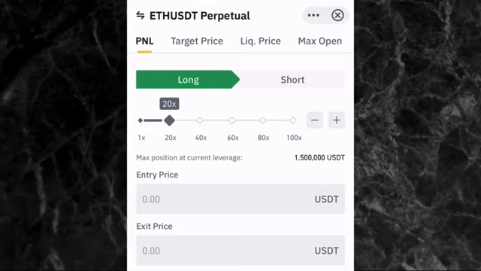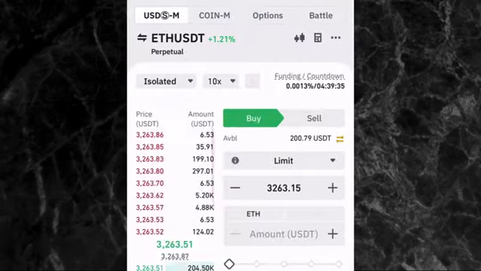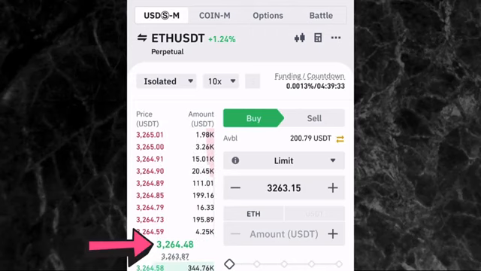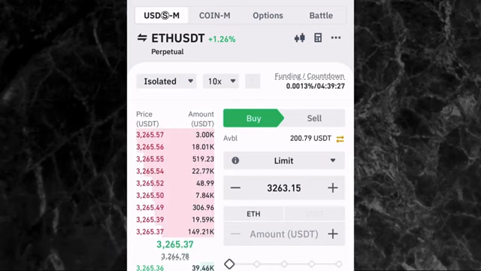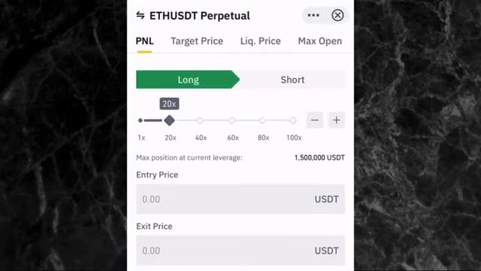So let's say, for example, you want to calculate your profit and loss for a particular trade. Now we are trading ETH USDT perpetual. Let's go back and check the price of ETH. As you can see right here, the price of one ETH is $3,360. Let's just say $3,360. So if I go back and tap the calculator icon, here I'm going to enter the entry price. So let's say I'm entering the trade at $3,260, which is what it is right now.